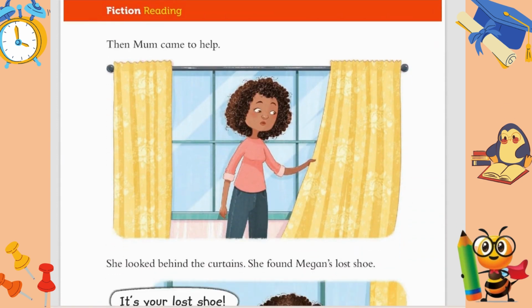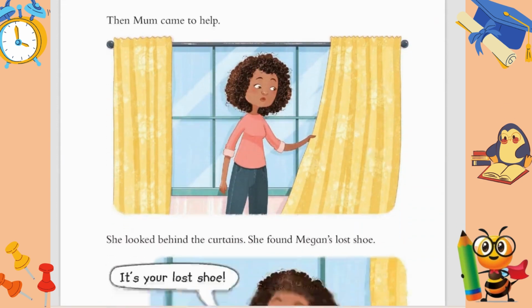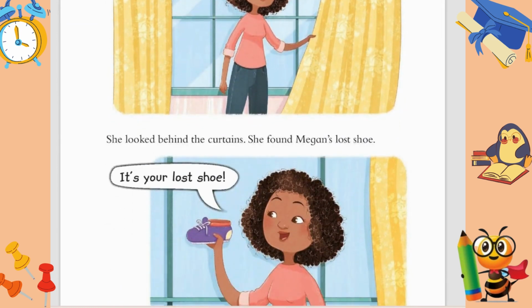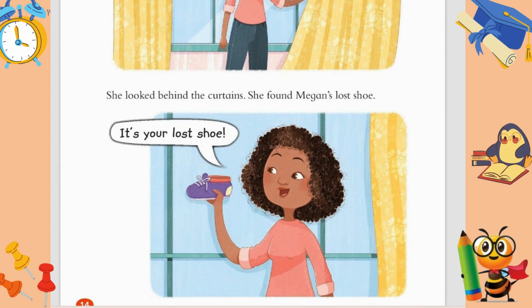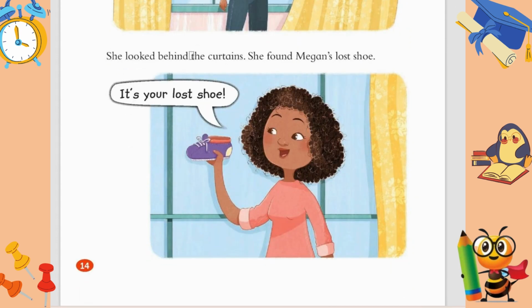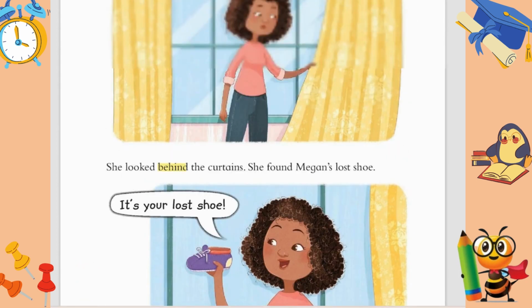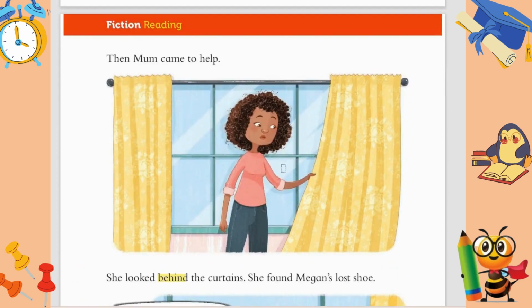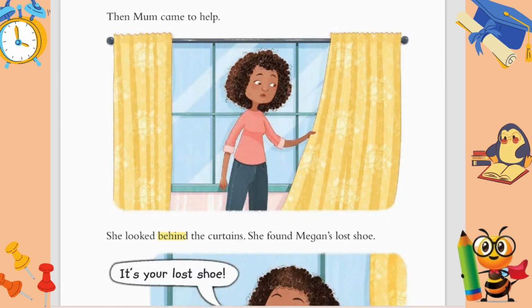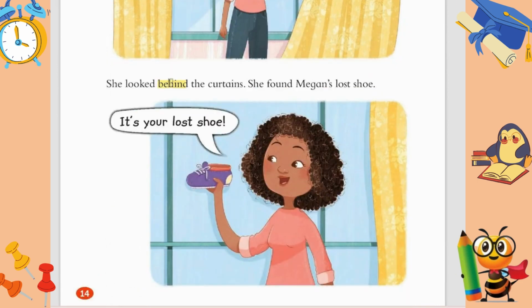The mom came to help. So here's the mom and she's looking around the curtain. She looked behind the curtain. She found Megan's lost shoe. So over here, behind means somewhere at the back of the curtains. You see the mom is looking behind the curtains. Behind is the preposition here. She found Megan's lost shoe.